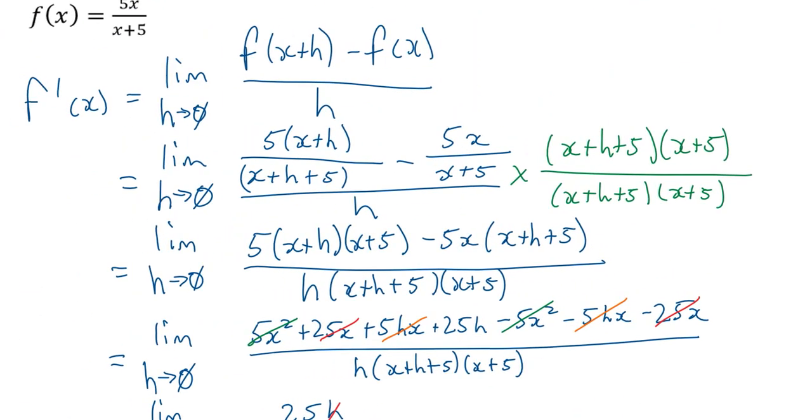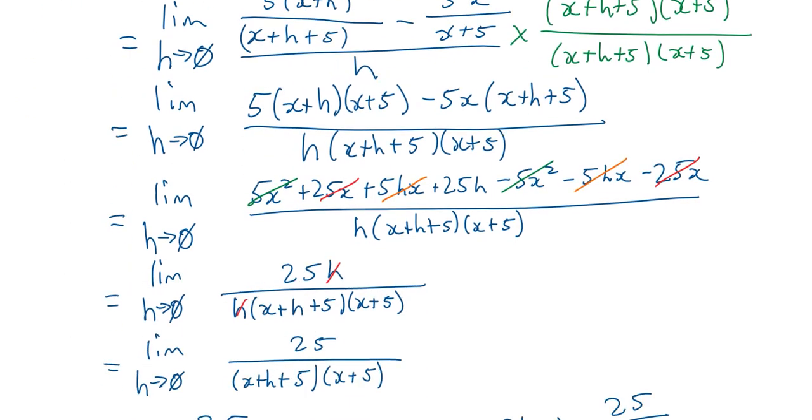Setting it up properly is obviously key, using the right strategy, and then expanding properly and expecting this step to happen where the h's divide to 1. Okay, and that is Unit 1 of Calculus Exam Review.